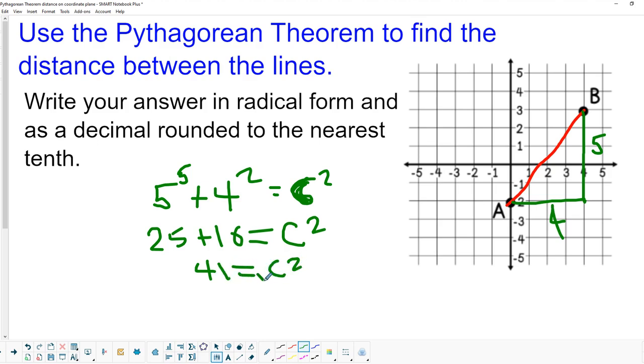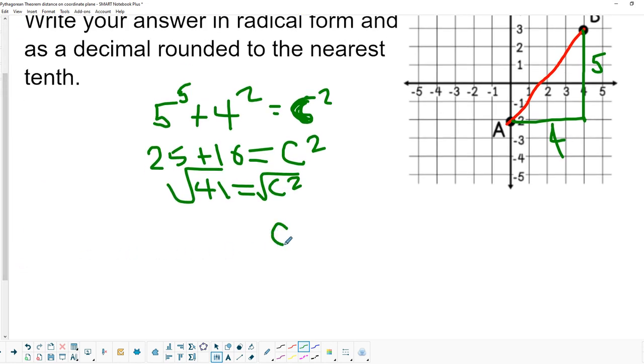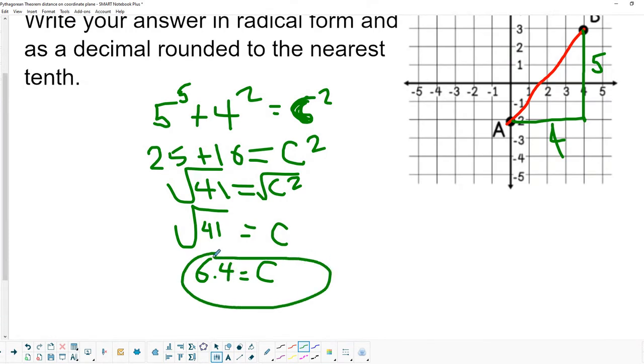And now we're just going to do the square root of both sides to find the radical and the decimal version of this answer. So c equals the square root of 41, and I do that on my own calculator, equals 6.4 when I round it to the nearest tenth. So 6.4. All right, I'm thinking this doesn't look too bad.